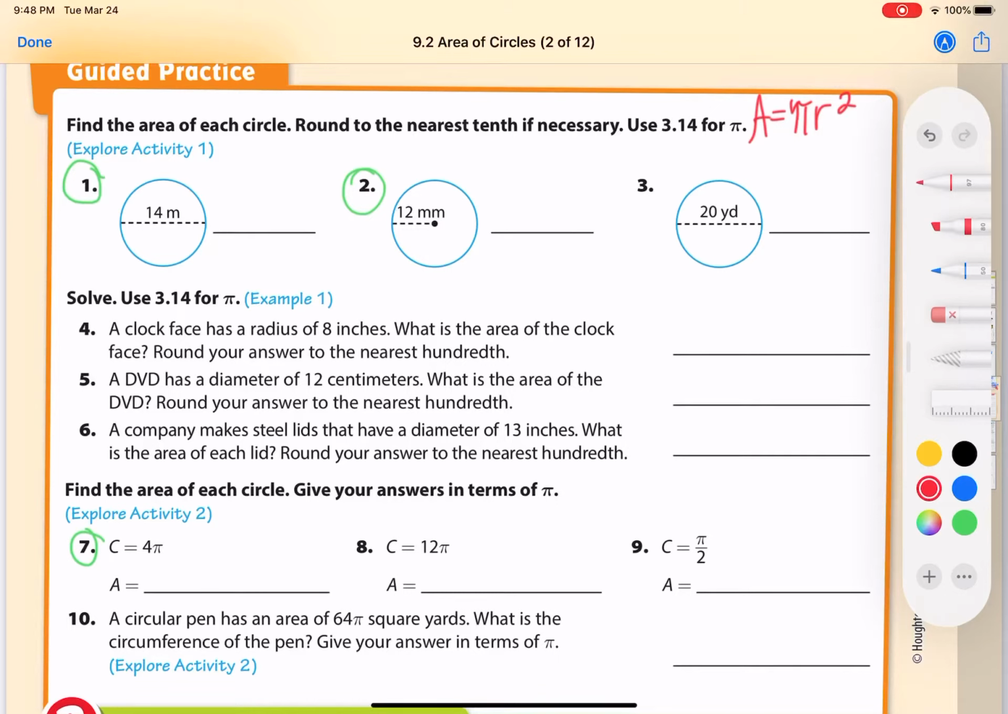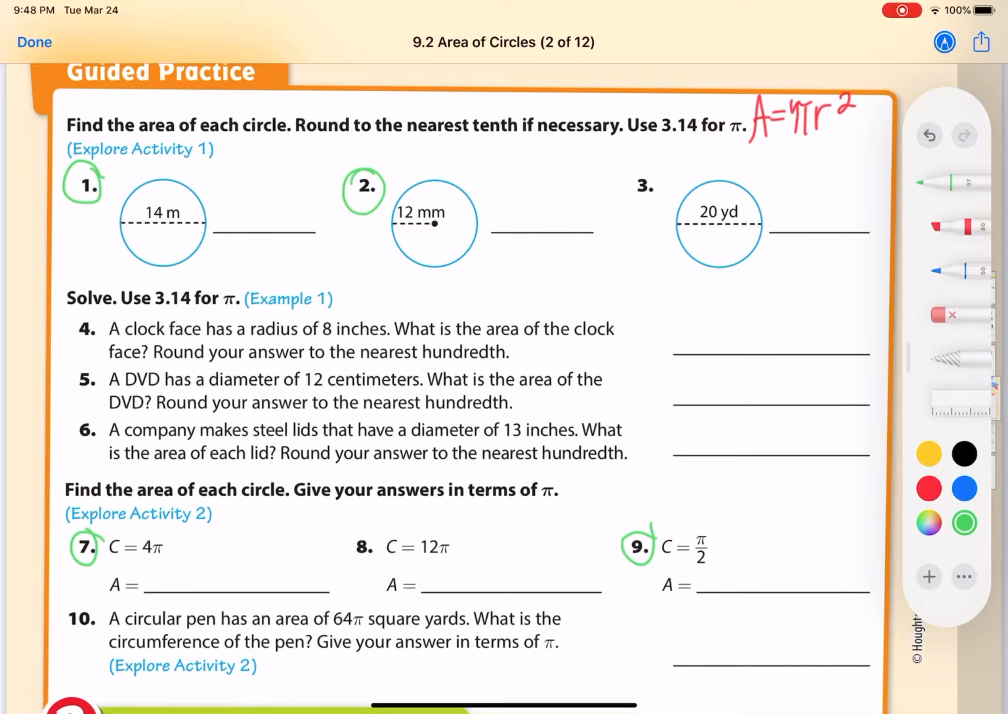This is 7th grade part 2 on 9.2, area of circles. I'm going to do a few problems here from the guided practice. The ones we're going to be doing are circled here in green. If you follow me going through 1 and 2, you'll be able to answer 3, 4, 5, and 6.